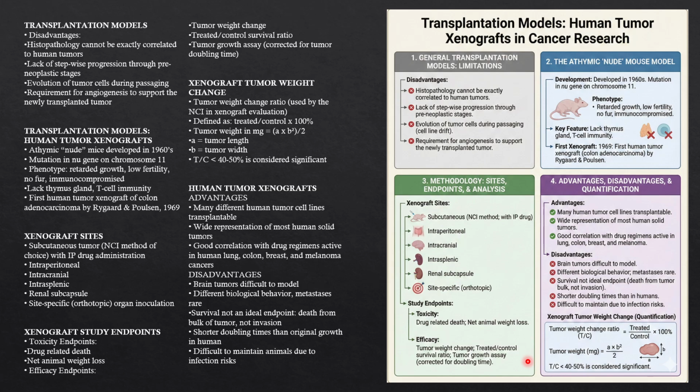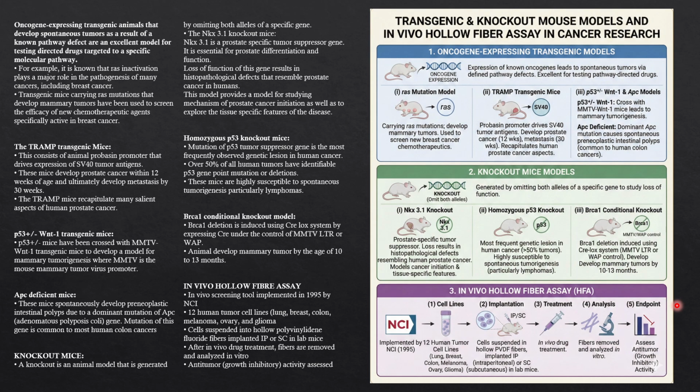Advantages and disadvantages are listed here. Advantages include many human tumor cell lines being transplantable, wide representation of most human solid tumors, as well as good correlation with the drug regimens active in lung, colon, and breast cancer or melanoma. Disadvantages are that brain tumors are difficult to model, and metastases are rare. Survival is not an ideal endpoint, the doubling time is shorter than in humans, and they are difficult to maintain due to the risk of infections.